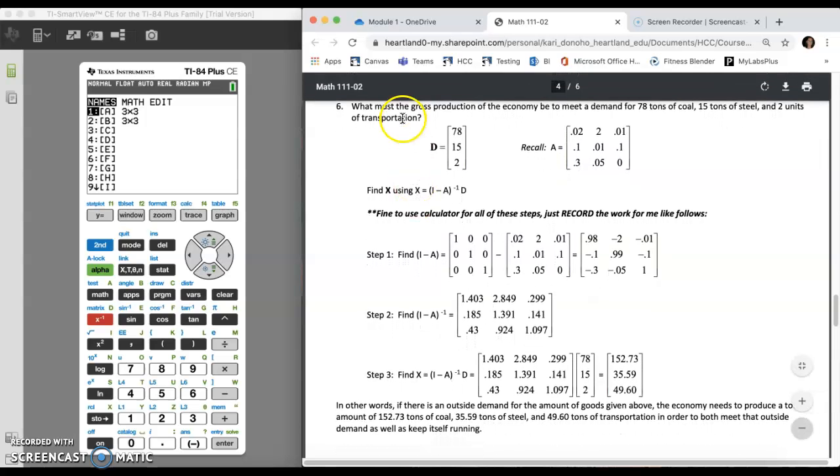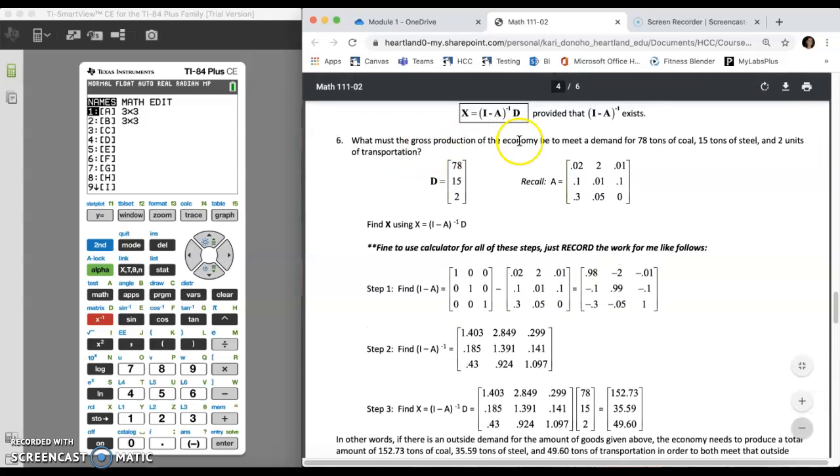Okay, so it says, what must be the gross production of this economy to meet a demand for 78 tons of coal, 15 tons of steel, and 2 units of transportation? So if this is our D, and recalling from earlier in the problem, this is the A matrix, then we can find X by working backwards and using this equation: (I minus A) inverse times D gives us X.